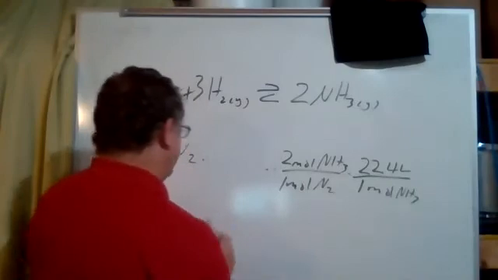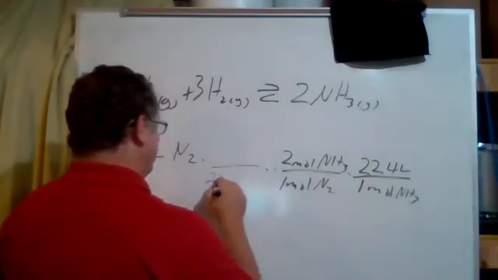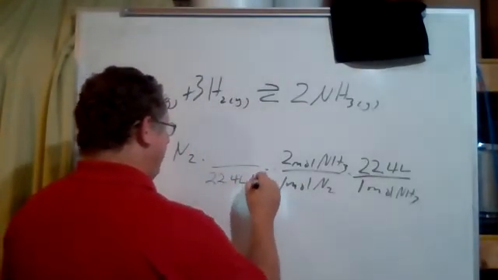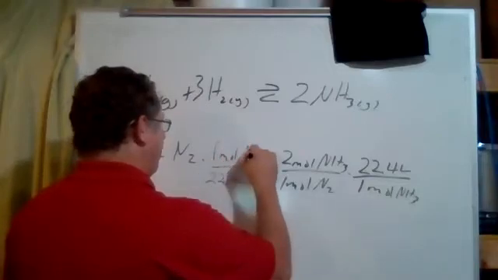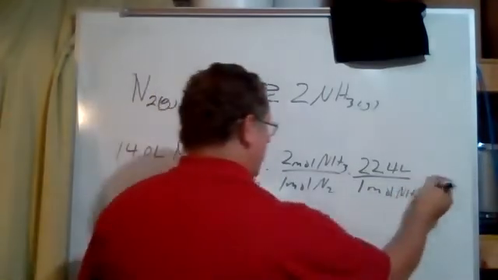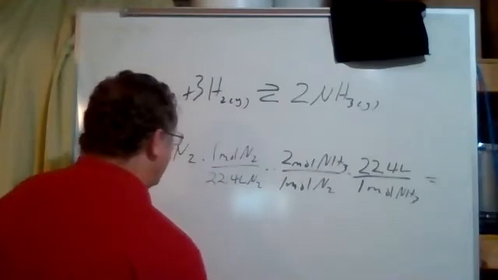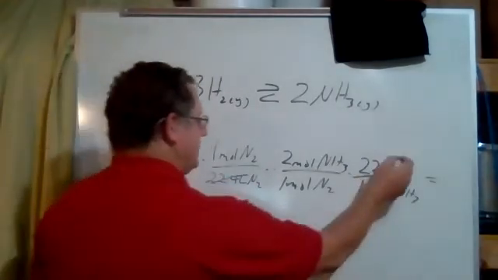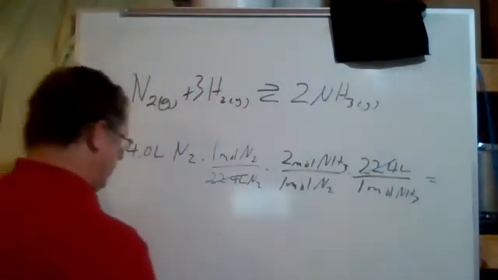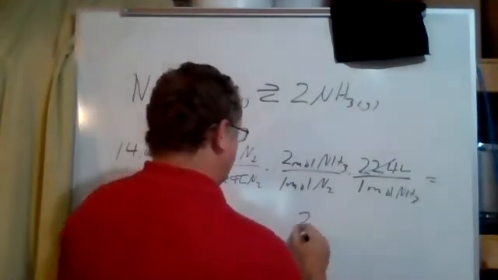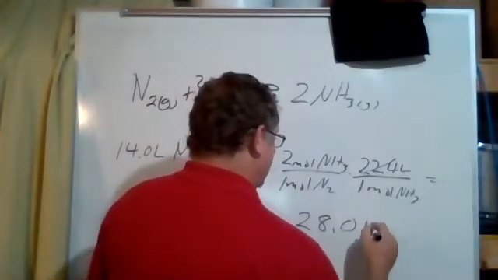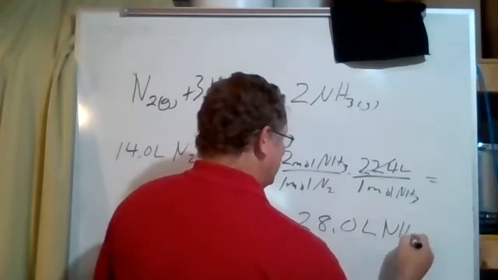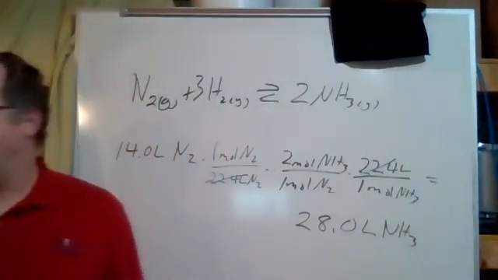I need to put the 22.4 liters of N2 on the bottom, 1 mole of N2 on the top. And when I multiply this out, you know what's nice, this number cancels. I can do this math in my head. This gives me 28.0 liters of NH3. Very simple, okay?